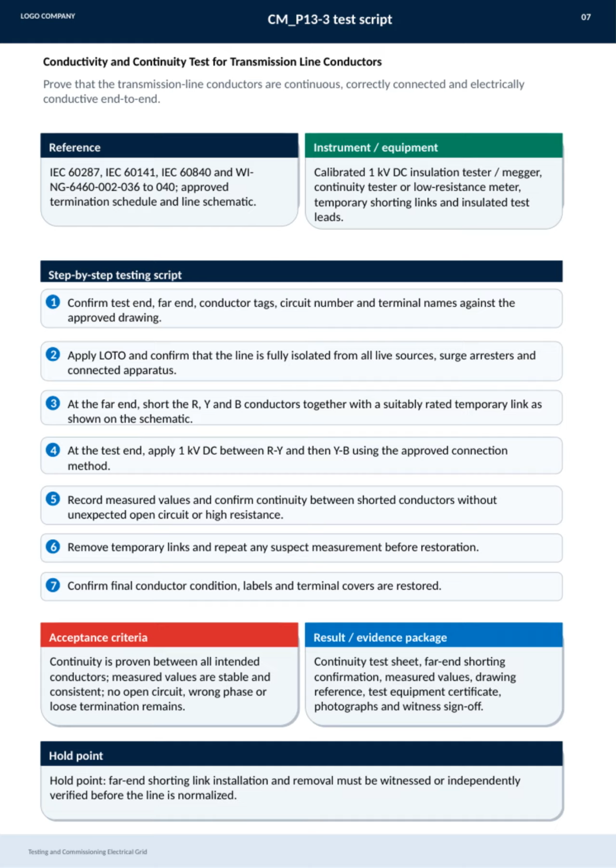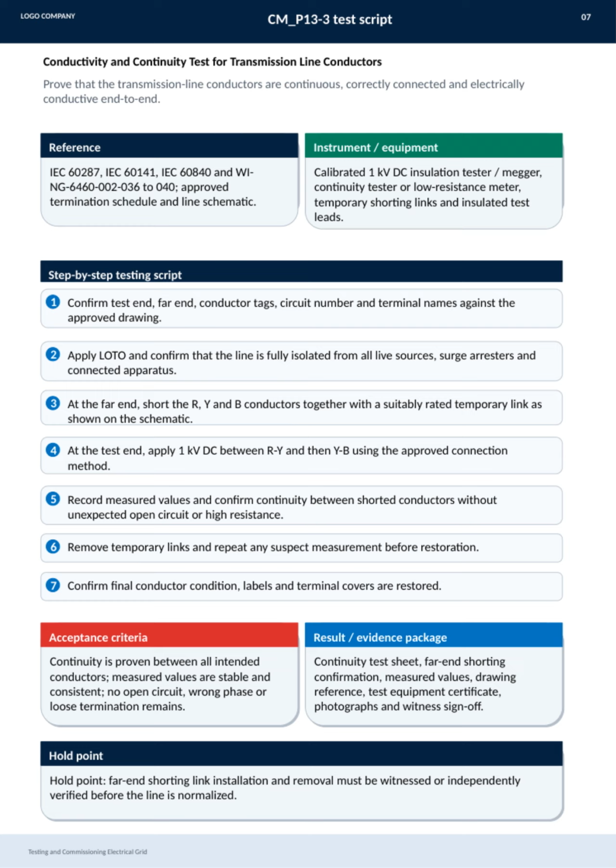We confirm continuity with no unexpected open circuits or high resistance. Any suspect readings prompt a repeat test before removing the temporary links. Finally, we restore the conductor conditions, labels, and terminal covers. For acceptance, continuity must be proven across all intended conductors with stable and consistent values. No open circuits, wrong phases, or loose terminations should remain.